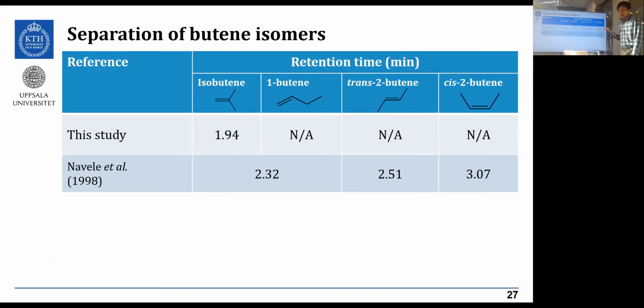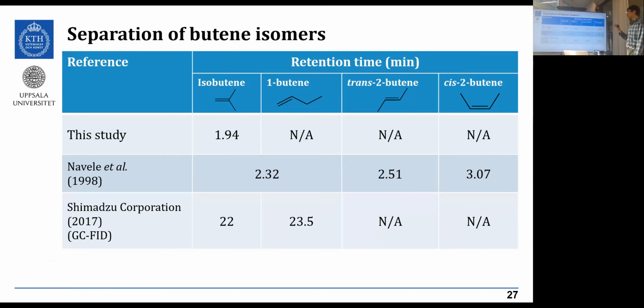And if you extend the retention time even longer, you can separate 1-butene from isobutene. So basically it means that you can separate the isomers using GCMS. You just need to run the GC for longer.